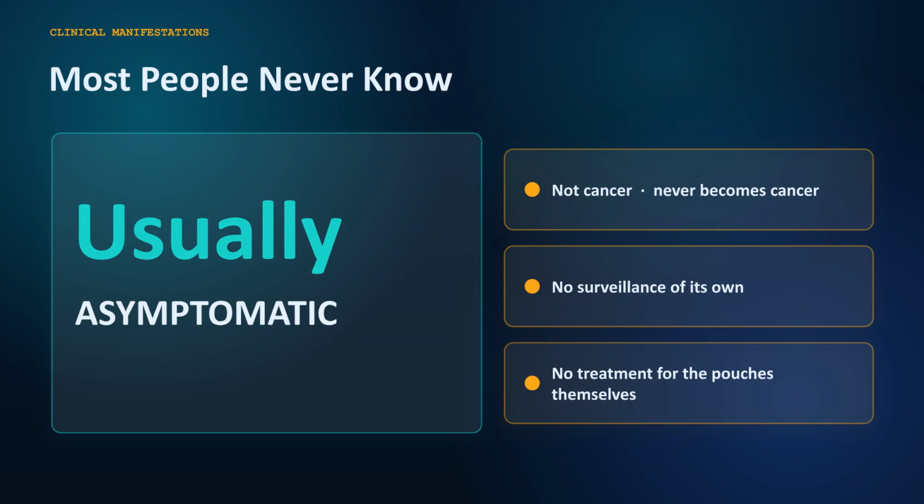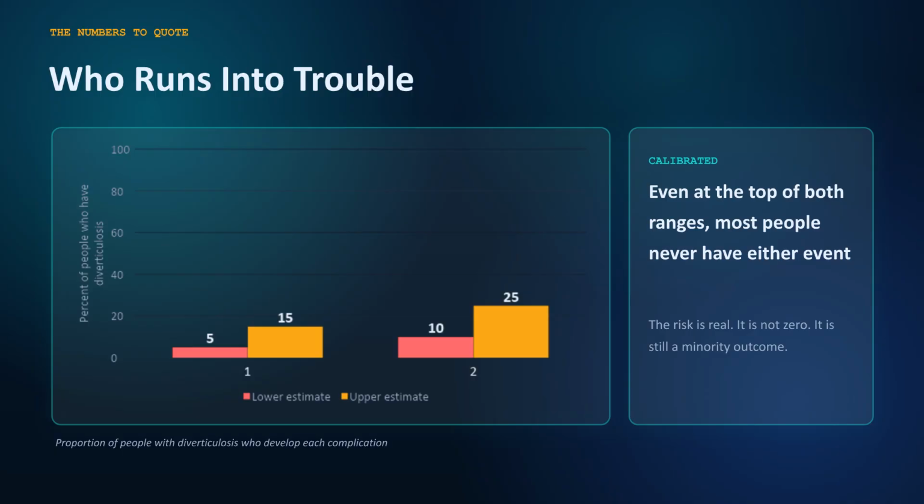So let us put real numbers on that before we promise anything. Here are the numbers. Of people who have diverticulosis, 5 to 15% will develop diverticular hemorrhage, that is bleeding from one of the pouches, and 10 to 25% will develop diverticulitis, inflammation or infection of a pouch. Look at the chart and notice the shape of it. Even taking the high end of both ranges, the large majority of people with diverticulosis never have either event.